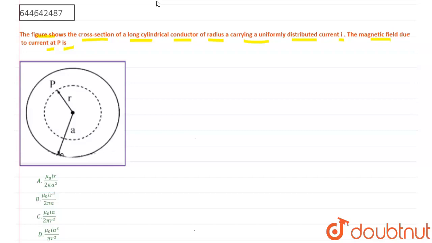The options we have are mu naught I r divided by 2 pi a square, mu naught I r square divided by 2 pi a, mu naught I a divided by 2 pi r square, and mu naught I a square divided by pi r square. So we are going to solve this question and check what the right answer is.